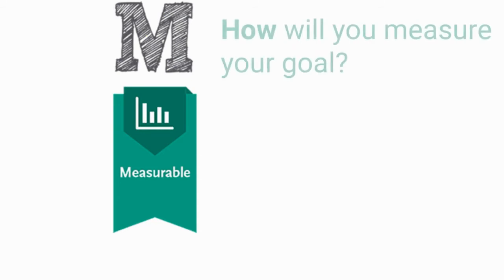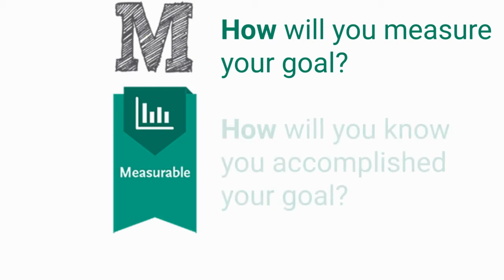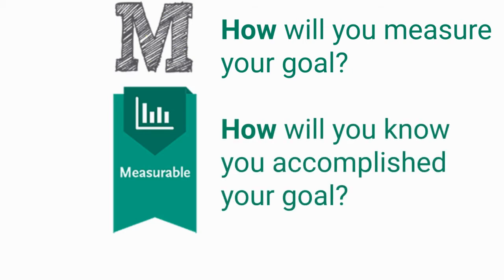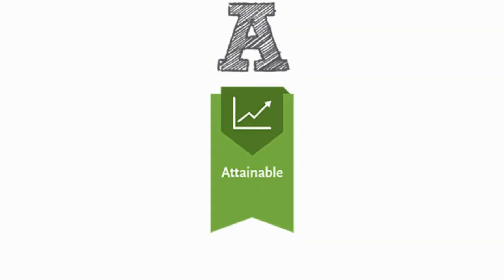M stands for measurable. So how will you measure your goal? You have to make sure that you're able to measure your goals, and it usually helps if you can measure it somehow with some numbers, because that way you know how close you are to achieving your goal or if you have achieved your goal. How will you know when you've accomplished your goal? So setting that certain number or that certain point that you know that you've accomplished your goal.